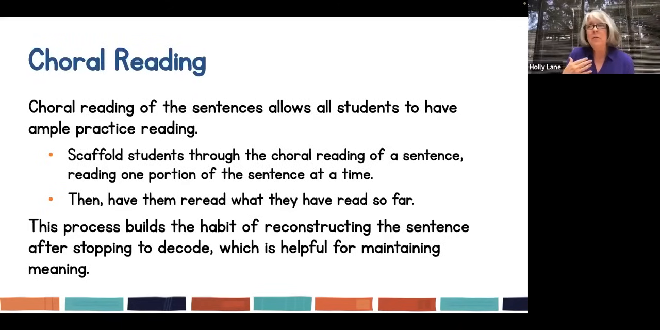So if you have kids who are struggling to decode through a word, when they get to the end of the sentence, they really have no idea what the sentence said. It was just attempting to figure out one word. Okay, I've got that one. Let me figure out the next word. Got that one. Let me figure out the next one. But if you build the habit of going back to the beginning and reading what you have so far, you are really emphasizing connecting the words to get meaning, which is ultimately what we want kids to be doing.